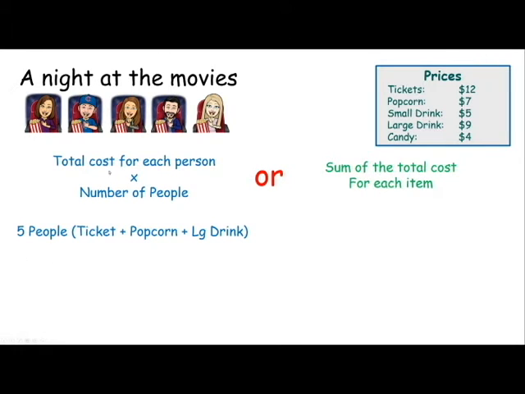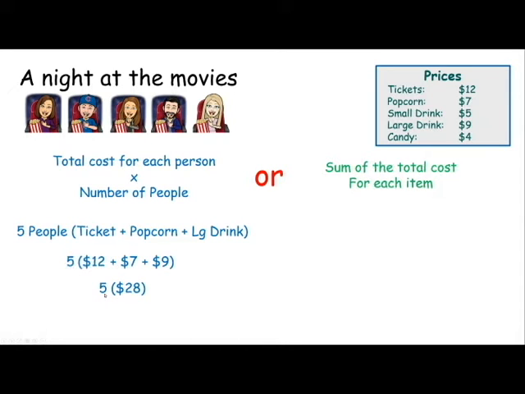If I think about the total cost for each person, I know there are 5 people, and I know each person gets a ticket, a bag of popcorn, and a large drink. Or I have 5 people, and each person gets a $12 ticket and a $7 bag of popcorn and a large drink. Notice that what's in these parentheses is the cost for each item for one person. So a $12 ticket and a $7 popcorn and a $9 drink means each person is going to cost $28, or the items for each person is going to be $28.